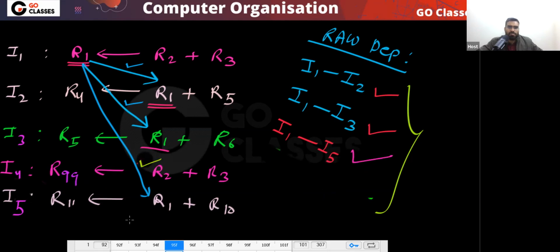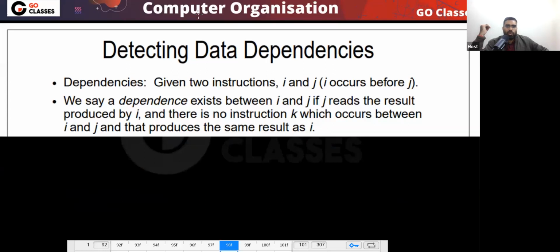Any other doubt? Okay, so let me give you the definition of RAW dependency from the Washington University. This is the Washington University slide.